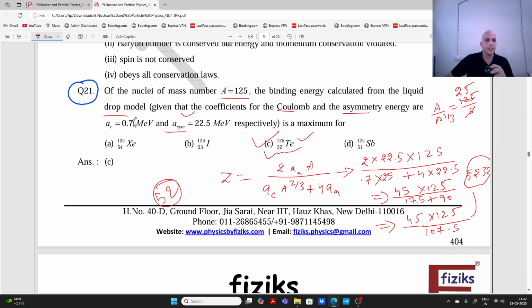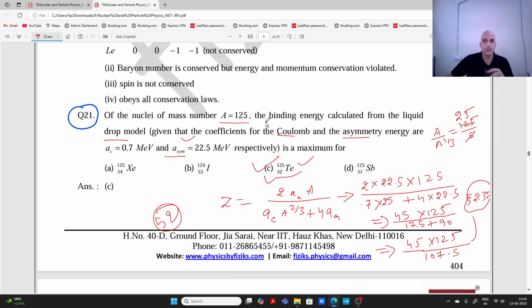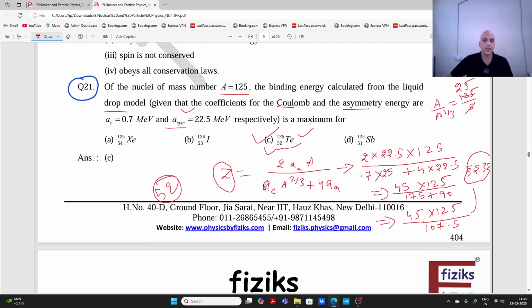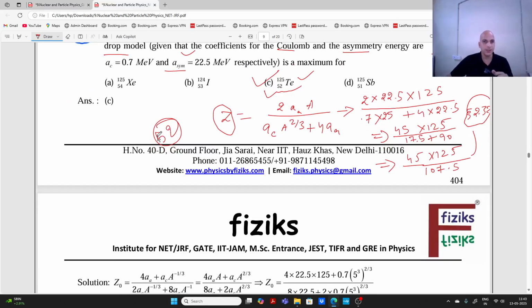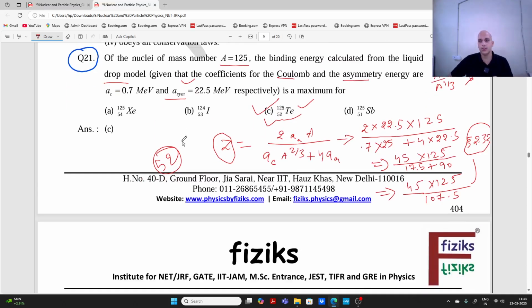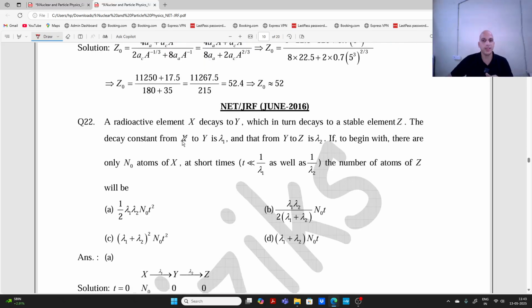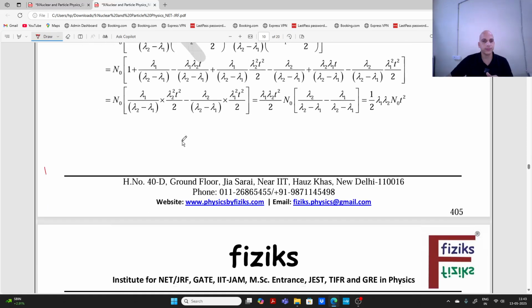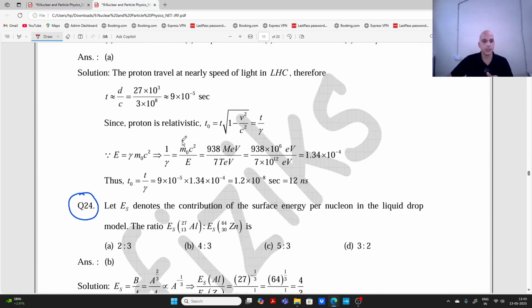They have actually asked, of the nuclei of the mass number, the binding energy calculated from the liquid drop model will be maximum. Maximum means again the condition of maxima, and we have the formula for the most stable isobar. The thing is same, but the way of asking is different, right? So this is the question again from the semi-empirical mass formula. Now I am going to the next question, right?